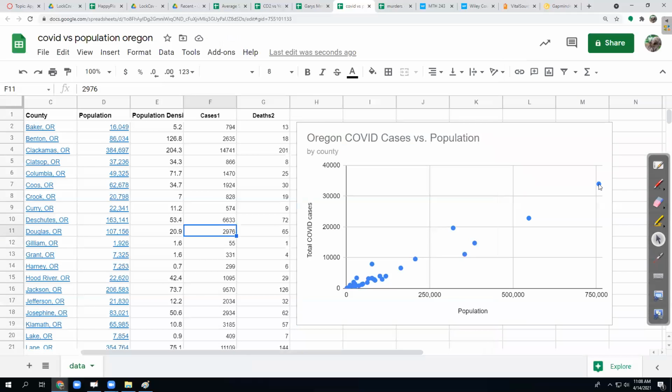Multnomah County is kind of an outlier, but I'm going to leave it in there. I don't think it's too bad. And I see a trend here. So the next thing would be to calculate the correlation, the slope, and the y-intercept.